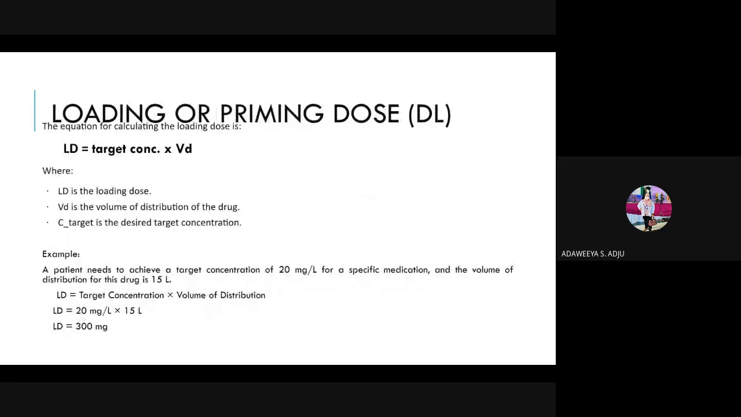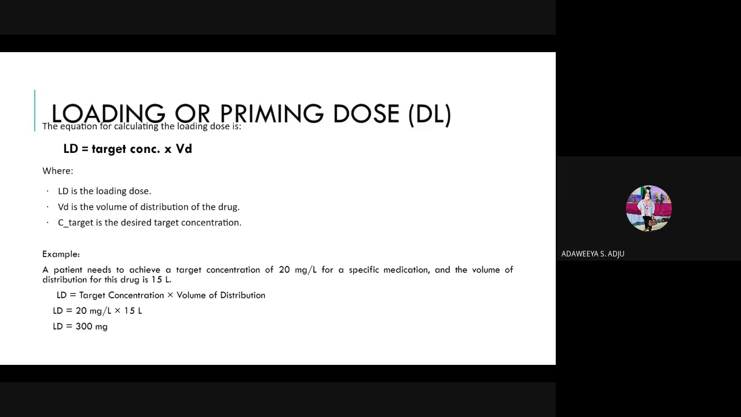So next. For the loading or priming dose, this equation is the target concentration times the volume of distribution. Now, an example for this computation for the loading or priming dose: a patient needs to achieve a target concentration of 20 milligram per liter for a specific medication, and the volume of distribution for this drug is 15 liter.